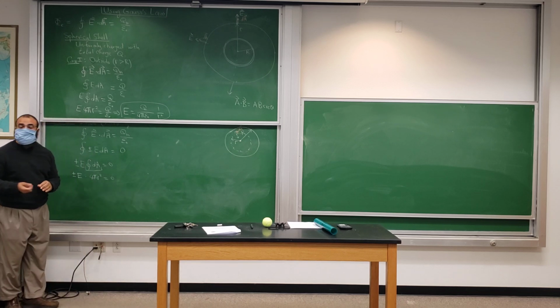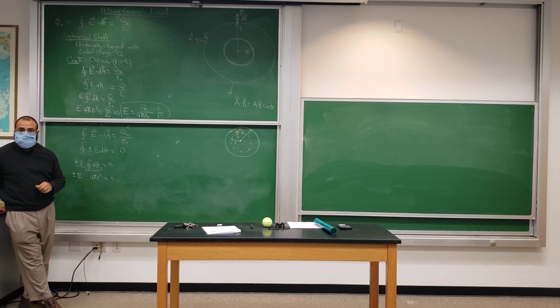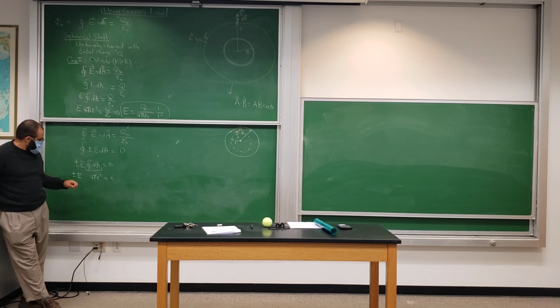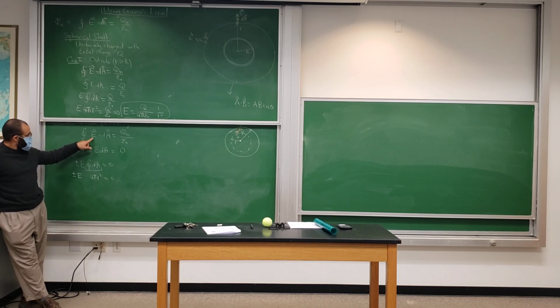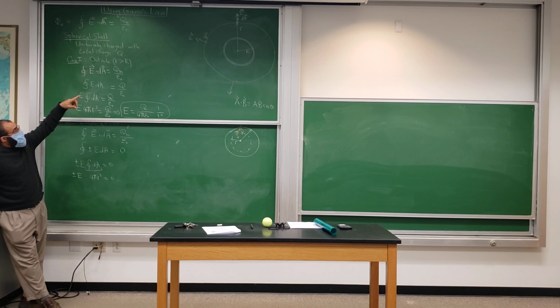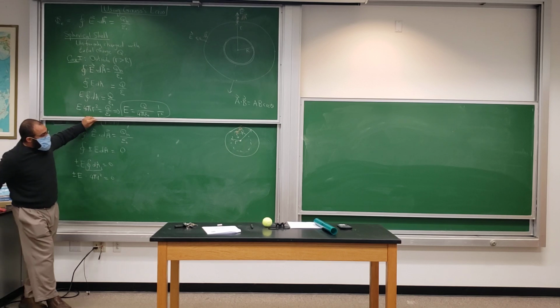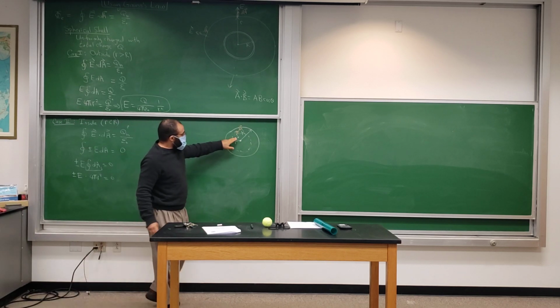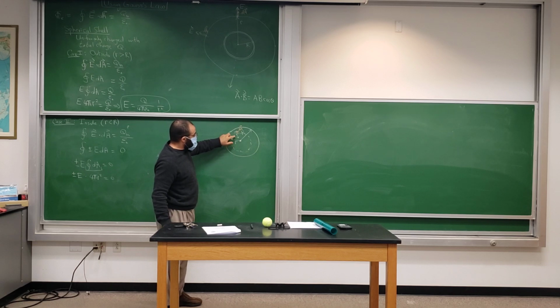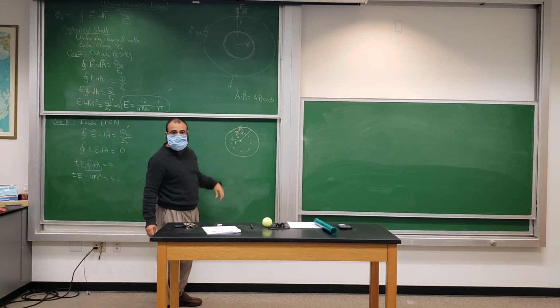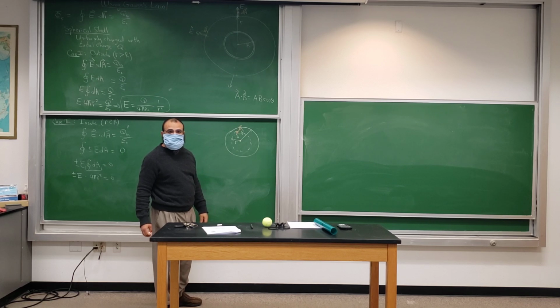Why did you say plus or minus E on the bottom and just E on the top? On the top, I was able to conclude that the electric field has to point outward. On the bottom, I'm not sure whether the electric field should point inward or outward. Why does it have to point outward on the top?